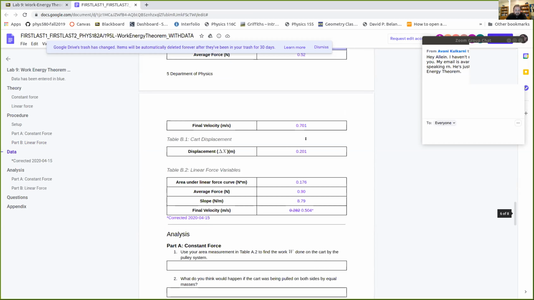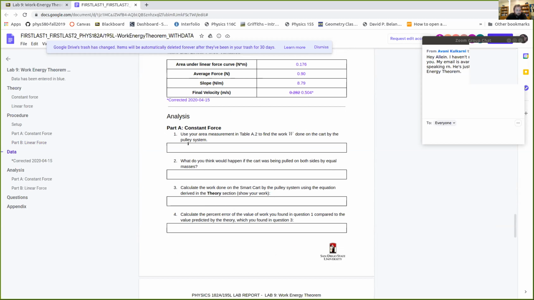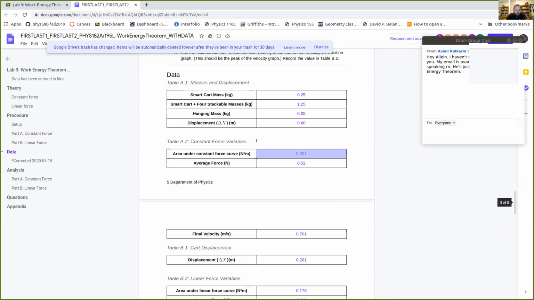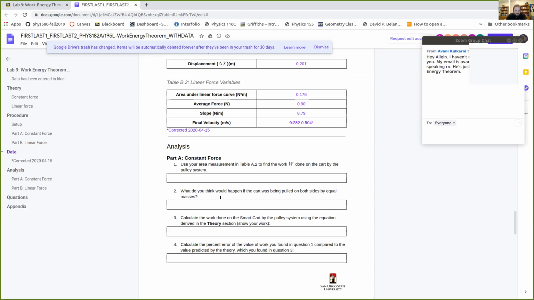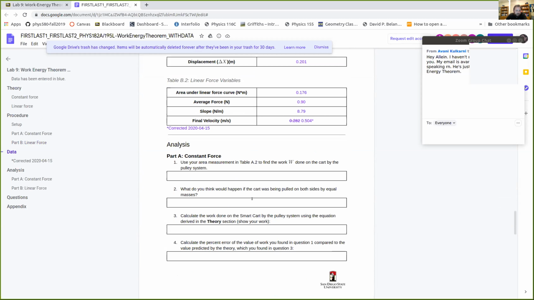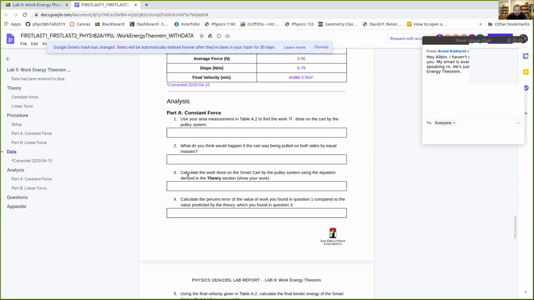So what you're doing here for part A is use your area measurement in table A2 to find the work done. Well, the area is the work done based on our discussion. So you just literally write that there. What do you think would happen if the cart is being pulled on both sides by equal masses? You can tell me after you figure that one out. Calculate the work done in the smart cart by a pulley system using the equation derived in the theory section. So that's the big nasty one.